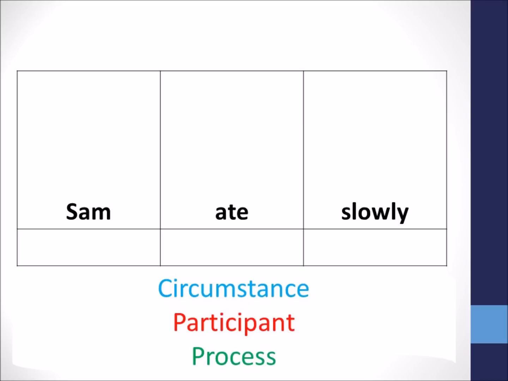We find out the process by asking what is happening. Okay, who ate? Sam ate. So there you have your participant. And slowly tells us how he ate. So what's happening? Well, in this case, I'm going to have to say eating, not ate. Eating. Who was eating? Sam was eating. How was he eating? Slowly. So if we're going to take the words that are there at the bottom, we're going to see that we have Sam being a participant, ate being the process, and slowly being the circumstance.